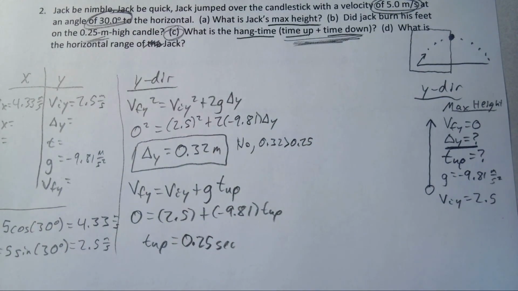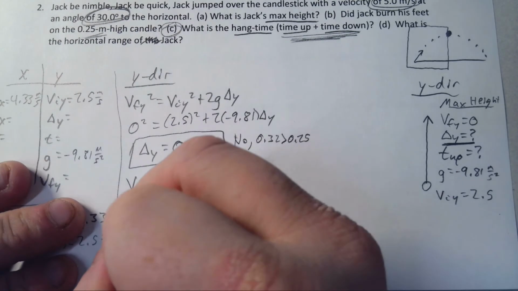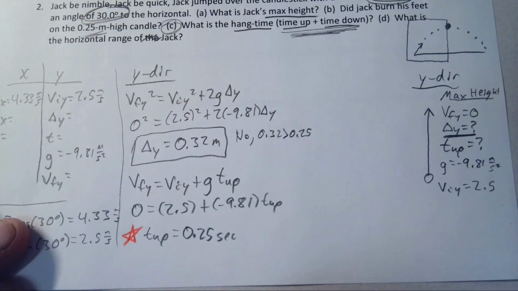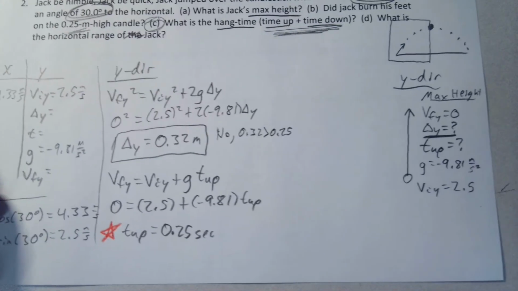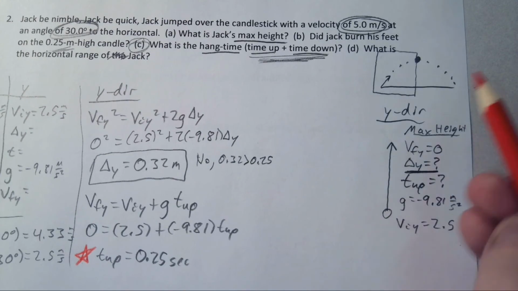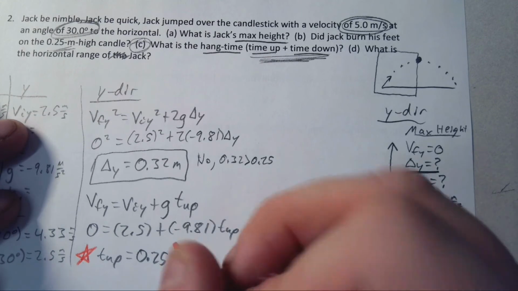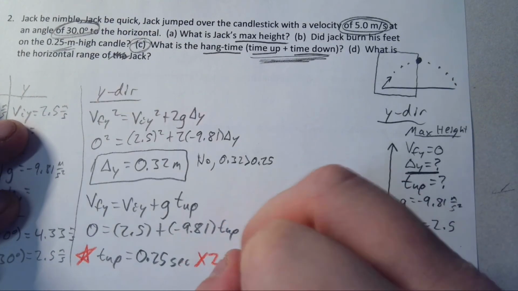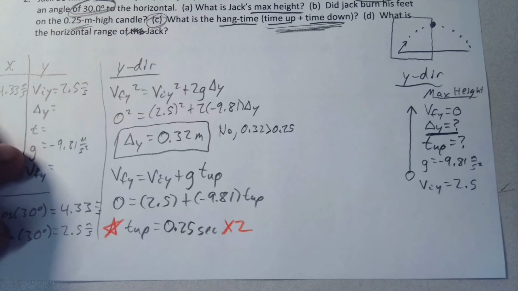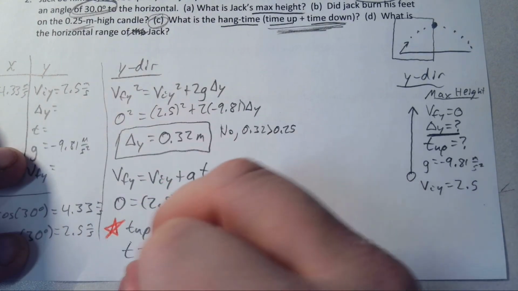Once again, this strategy we're using, I'm going to repeat it over and over and over. Only for these types of problems are you going to do this, because if the ground is flat, then the time up is equal to the time down. So to find the total, the actual time, we do this times 2.